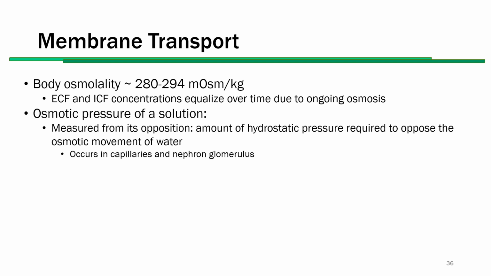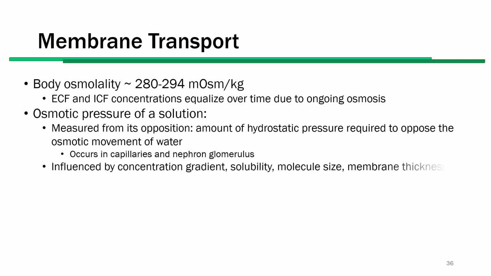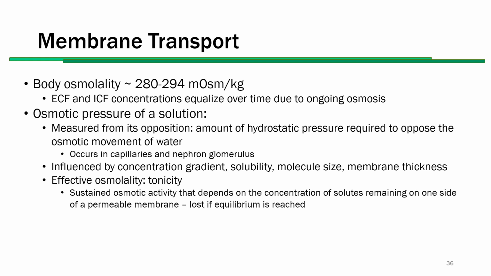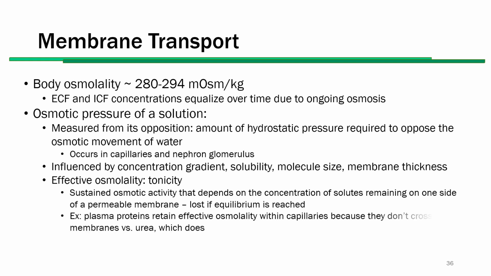Osmotic pressure occurs in capillaries and the nephron glomerulus. It's influenced by the concentration gradient, the solubility, the molecule size, the membrane thickness. Effective osmolality is called tonicity. So what it's actually doing in the body is called its tonicity. Sustained osmotic activity that depends on the concentration of solutes remaining on one side of a permeable membrane is the tonicity, and it's lost if equilibrium is reached.